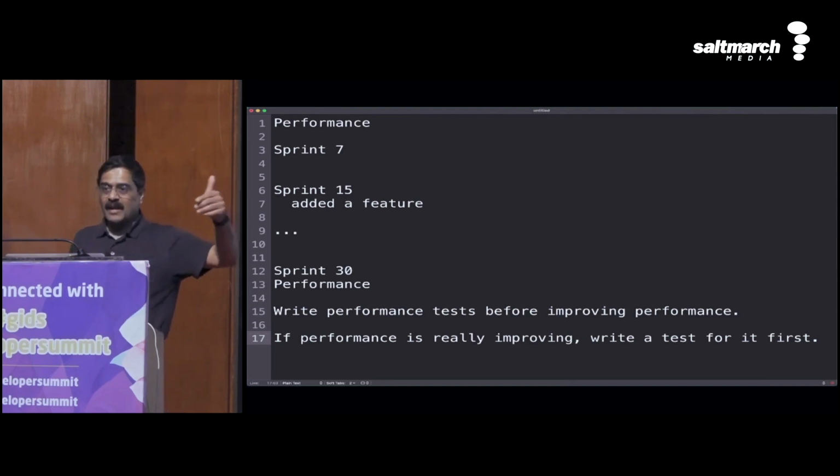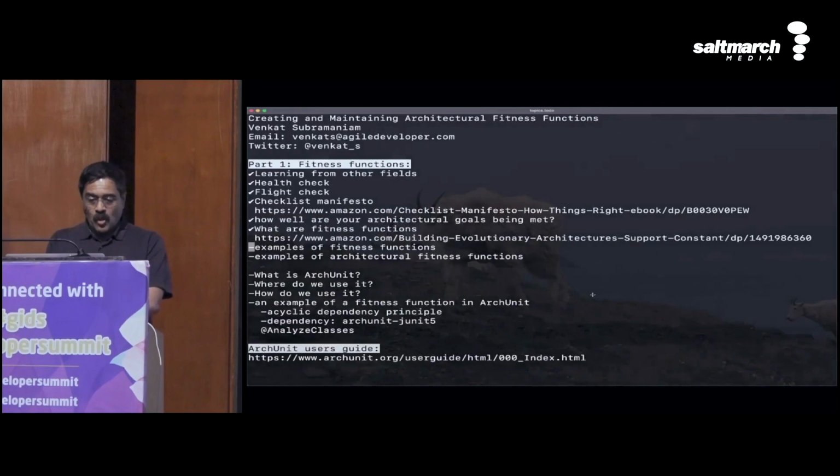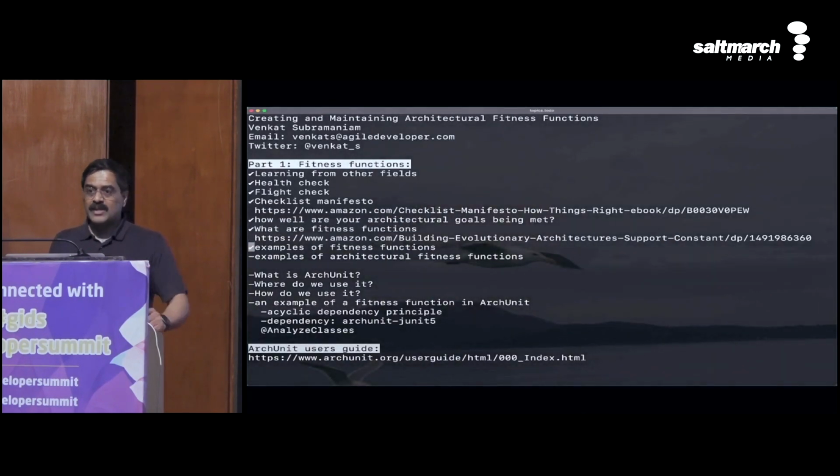Because you're saying, in my system, one of the criteria is the performance is within this particular range, and I want to know that goal is met and is being continuously met. I'm going to turn that performance into a fitness function. So your code coverage can be a fitness function. Your performance test can be a fitness function. What else can be your fitness function? So many things can be your fitness functions, right?